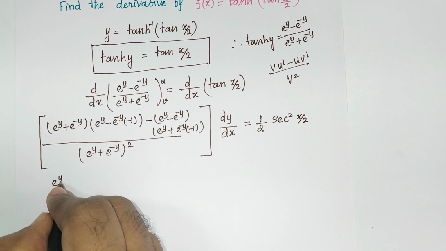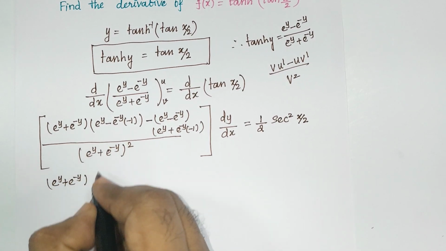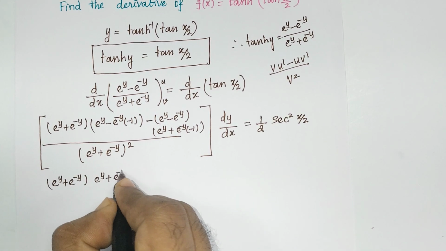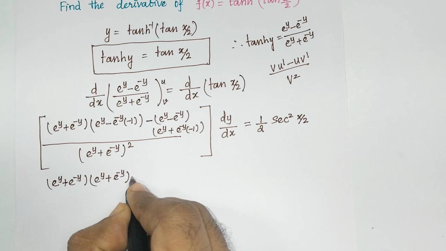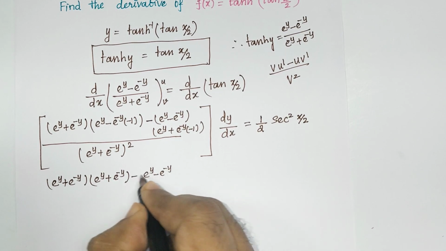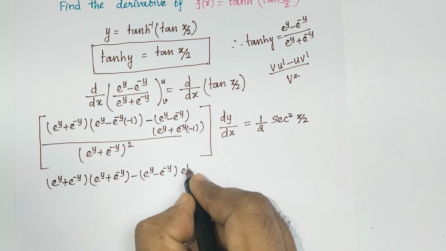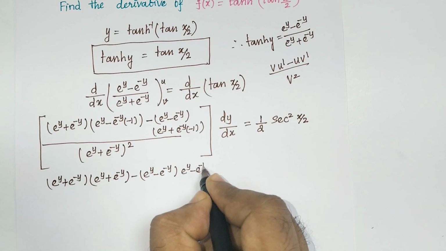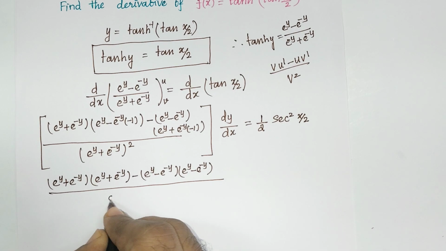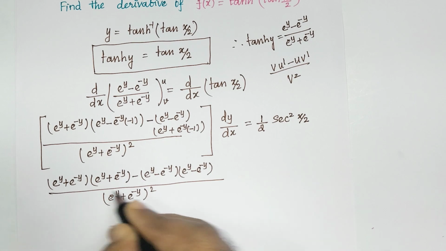e power y plus e power minus y, and this one e power y minus into minus plus e power minus y, and minus of e power y minus e power minus y, and here you can multiply with minus, you will get e power y minus e power minus y, and divided by e power y plus e power minus y whole square.